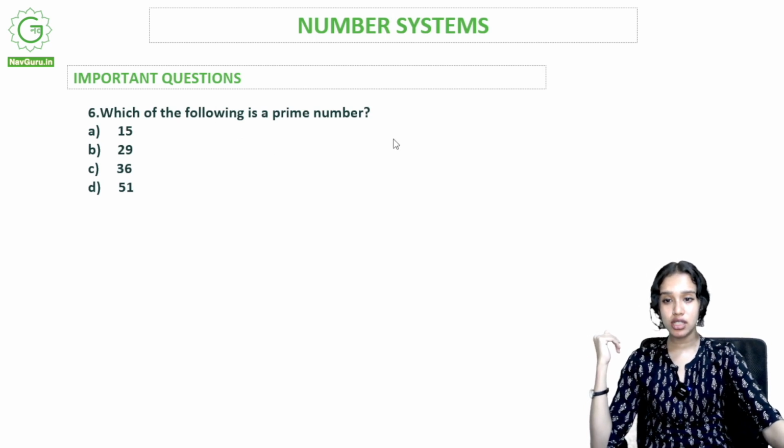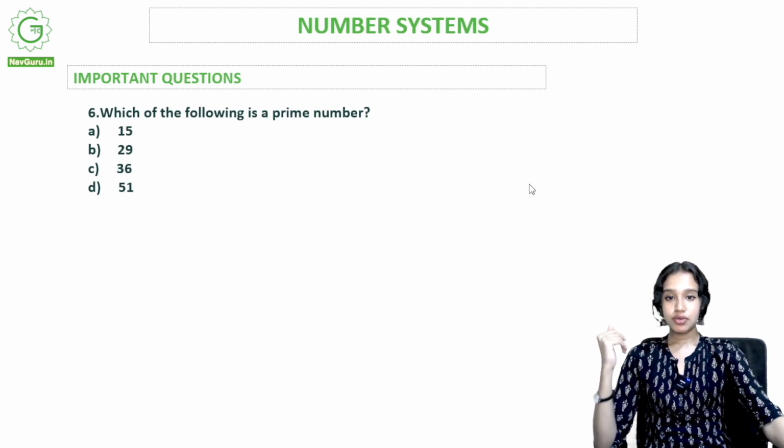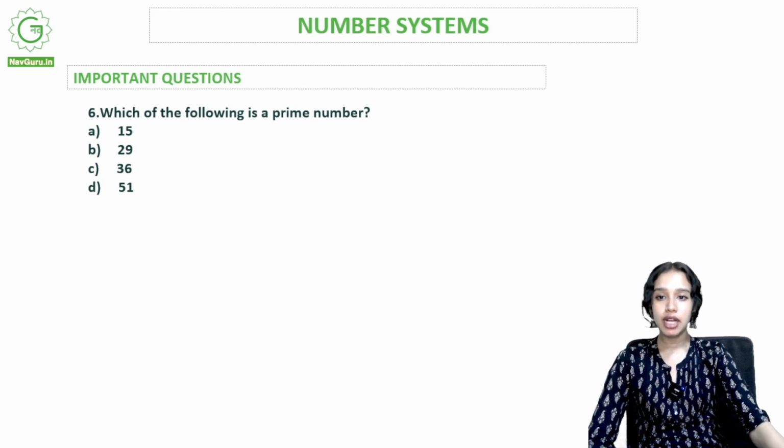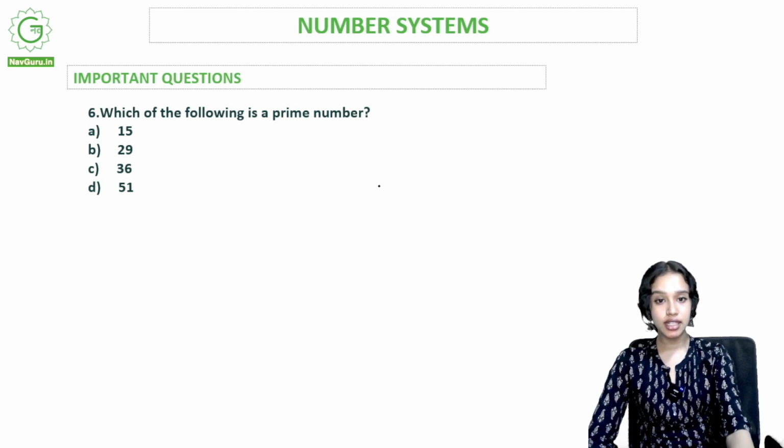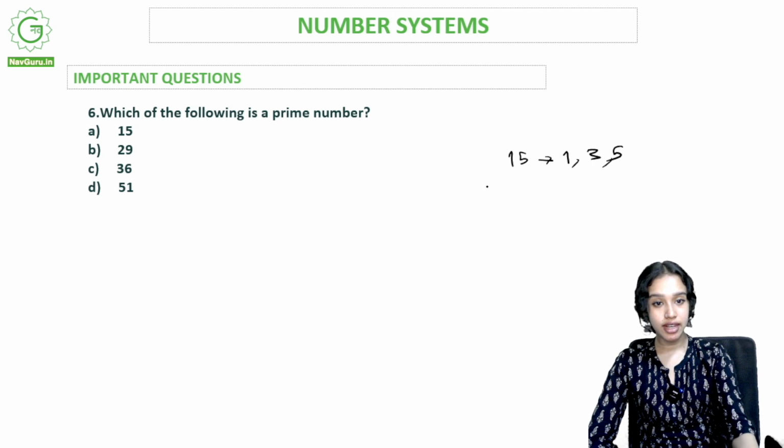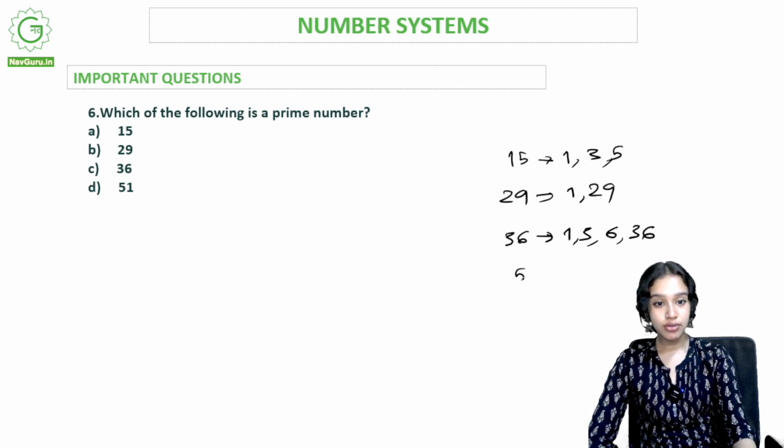Which of the following is a prime number? So, how do we check whether a number is prime? We check the number of factors. So, 15 has factors 1, 3 and 5. 29 has factors 1 and 29. 36 has factors 1, 3, 6 and 36, among others. And 51 has factors 1, 3 and 51.